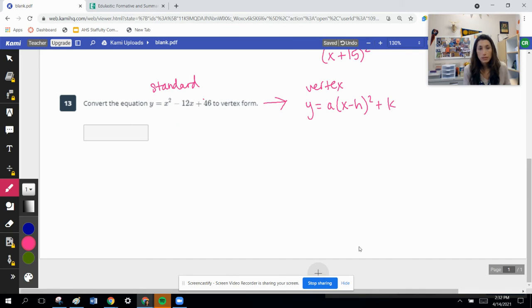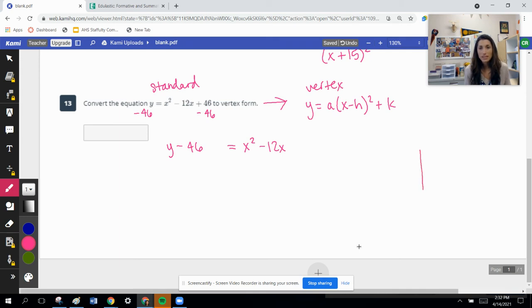What that means is we need to take this 46 and move it to the other side first. I'm going to subtract it on both sides. So I've got y minus 46, I'm going to leave a space, and then equals x squared minus 12x. Again, we're trying to figure out what number goes here to complete the square.